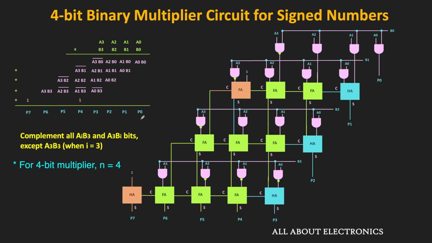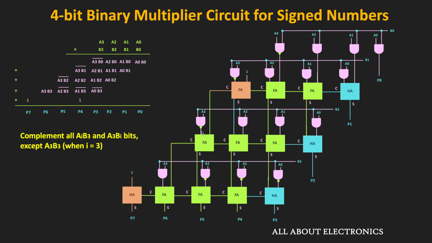So for this 4-bit multiplier, starting from the LSB, we need to add the 1 at the 5th and the 8th location. That is the n plus 1 and the 2nth location. So here, this 1 is added at the P4 and the P7 location.